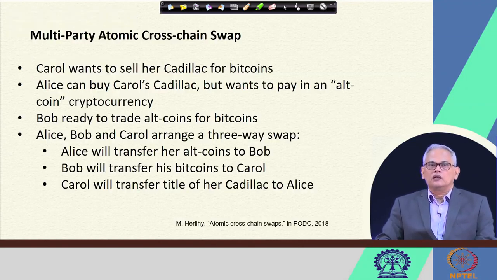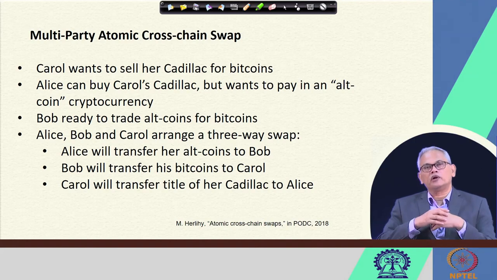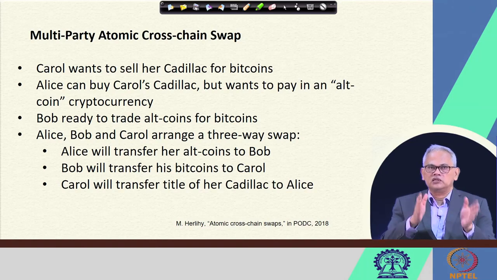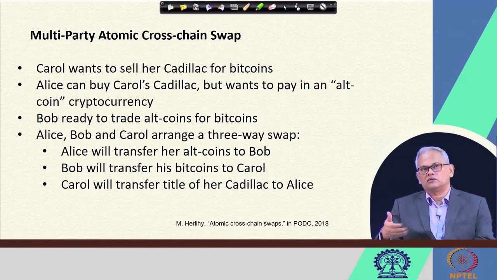So, first we complete our discussion on this atomic cross-chain swap in permissionless blockchains that we started in our last lecture. So, we look at a multi-party scenario and we take this particular example from this paper. This is that paper that we mentioned, in the PODC 2018 conference, titled Atomic Cross-Chain Swaps. In this and the next few slides we are taking the examples and the steps from the paper that has been mentioned.